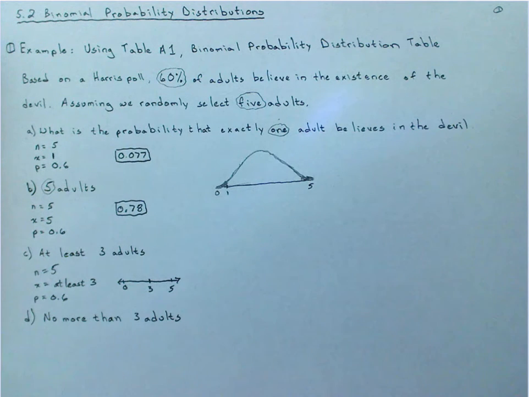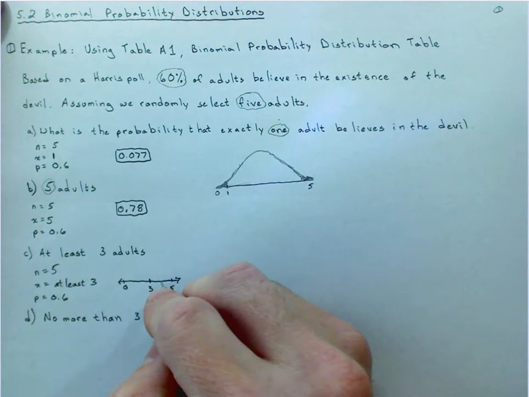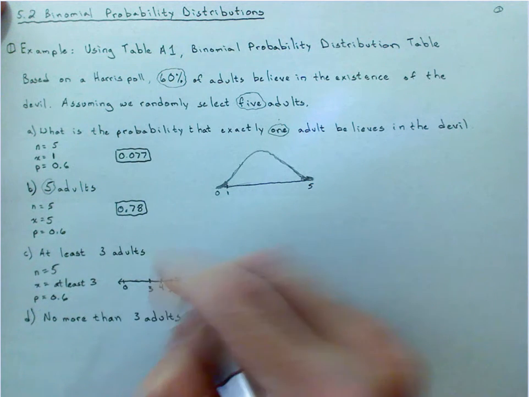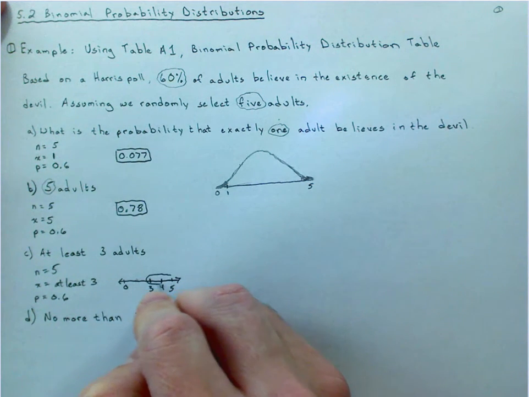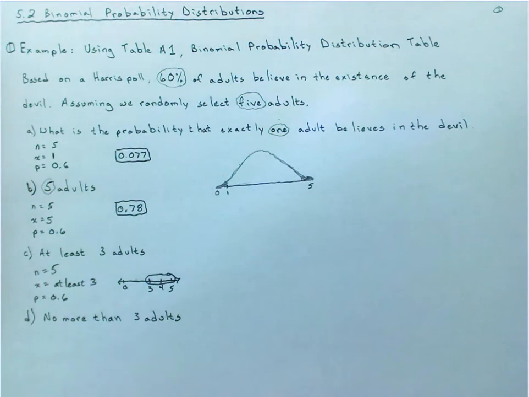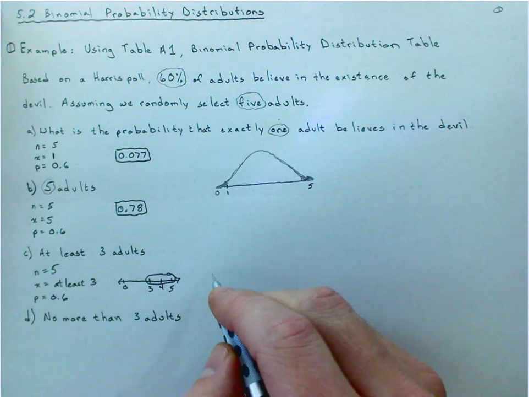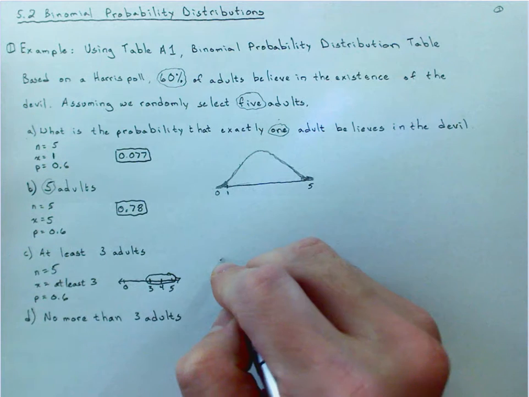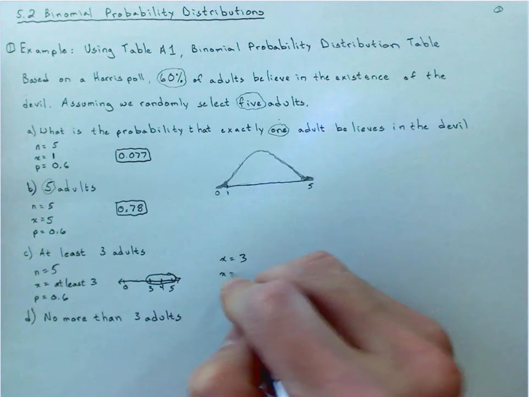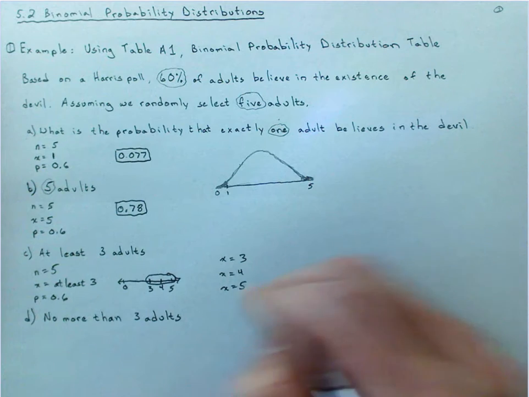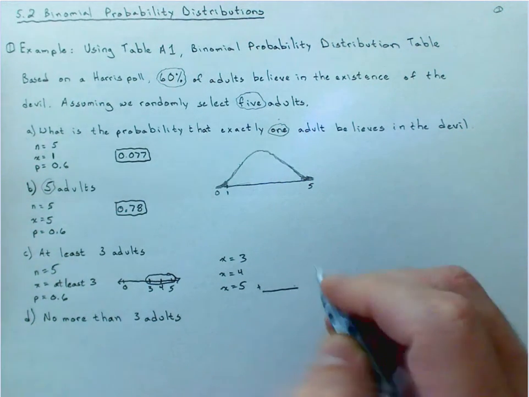I need to make at least 3. That means it's a minimum. So what that entails is that at least 3 deals with 3, 4, and 5. 3 is my minimum, and 5 is the maximum in this case, my number of fixed trials. So 3 to 5. I need to look up all 3 of those: x equals 3, x equals 4, and x equals 5. And then I need to sum them together once I find those.